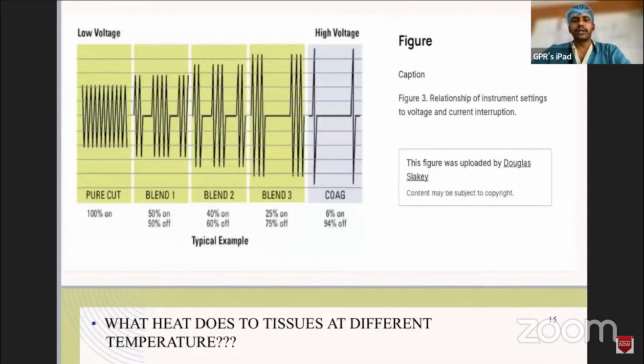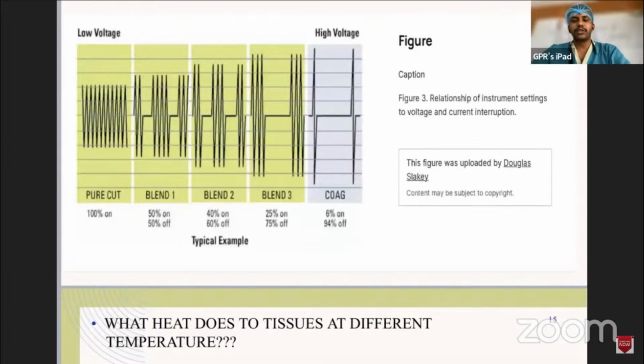When it comes to the pure cutting current, it uses almost 100% of the energy very precisely, in a high frequency manner and a low voltage manner. Coagulation uses a high amplitude, high voltage current at a lesser frequency. The amount of energy used by a coagulation current will be comparatively 6% of what is used by the cutting current. There are three different entities called blend 1, blend 2, and blend 3, depending upon the amount of energy used.